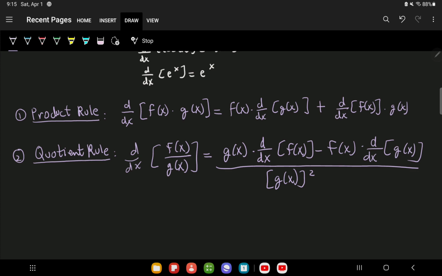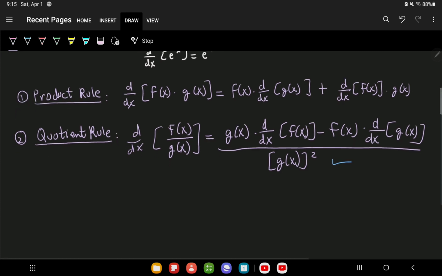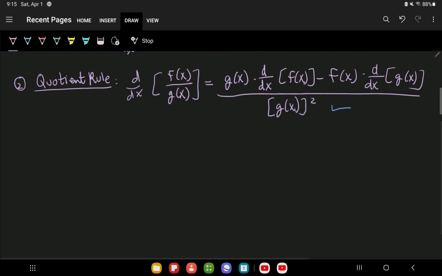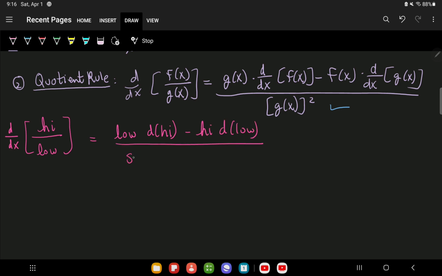Now, if you can remember this formula, that's great. But I have a mnemonic device in case this is too much. I learned it as, if instead of f of x and g of x, let's call this high and low. And so the derivative of high divided by low is low d high minus high d low, square the bottom, here we go.